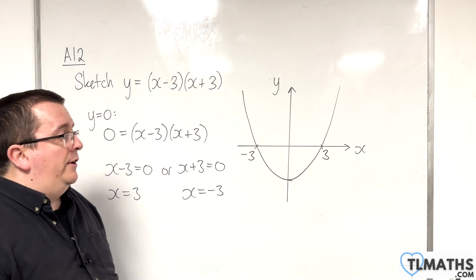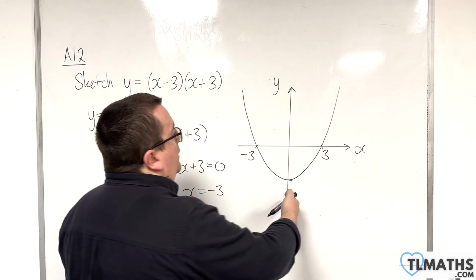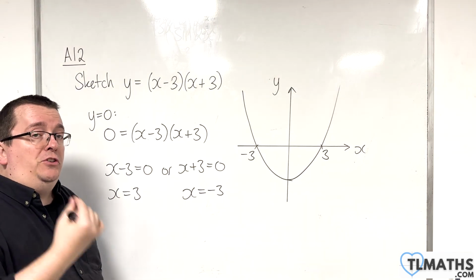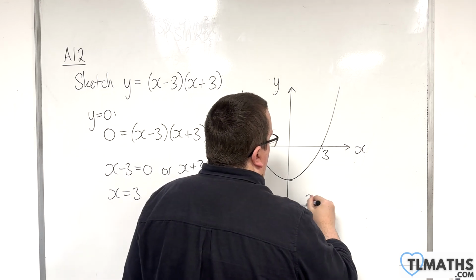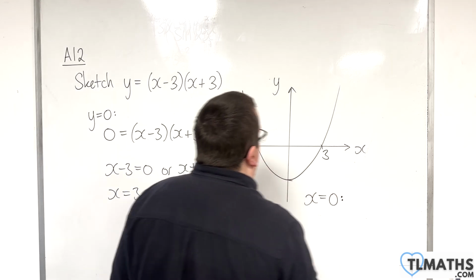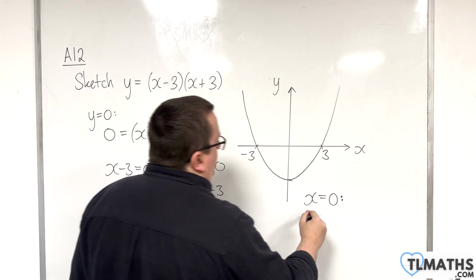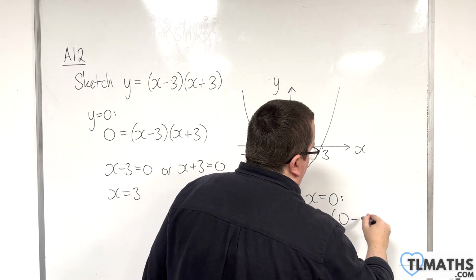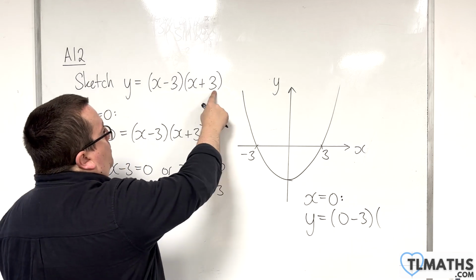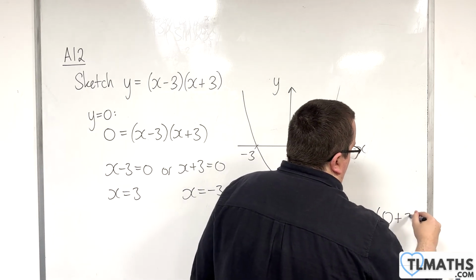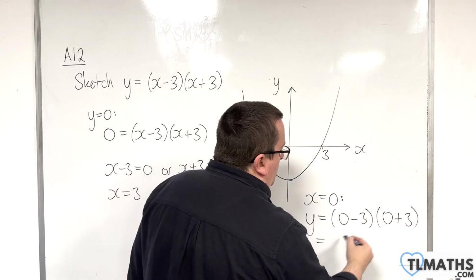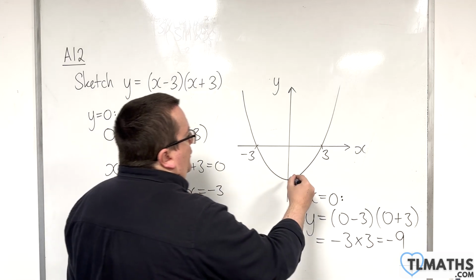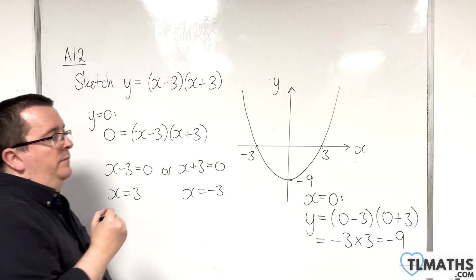Where is it crossing the y-axis? Now remember, the y-axis is when x is 0. So you can work this out by substituting x is 0 into your equation. So when x is 0, I'm going to get y is equal to 0 take away 3 times 0 plus 3. Now, of course, that's minus 3 times 3. So minus 9. And so this is minus 9.